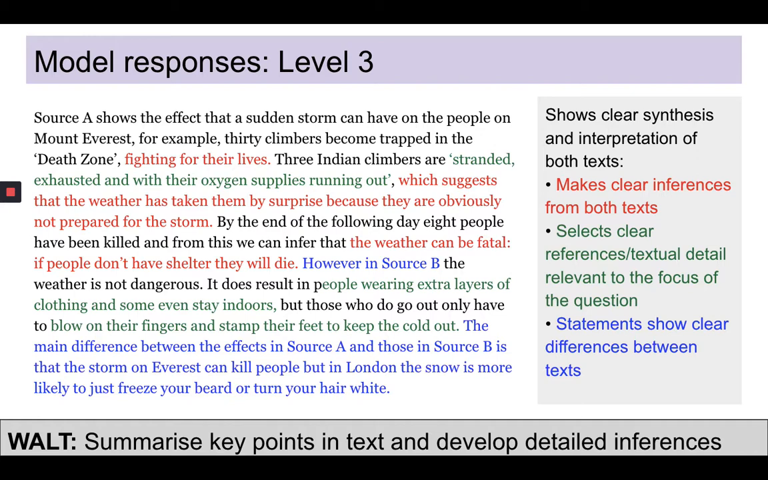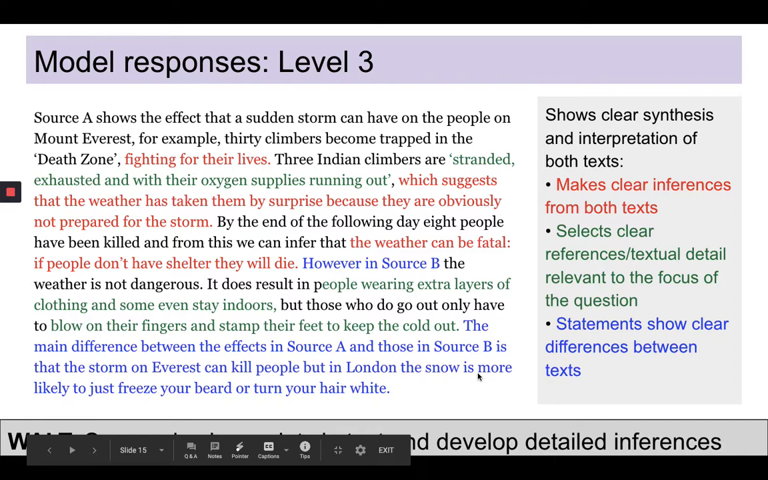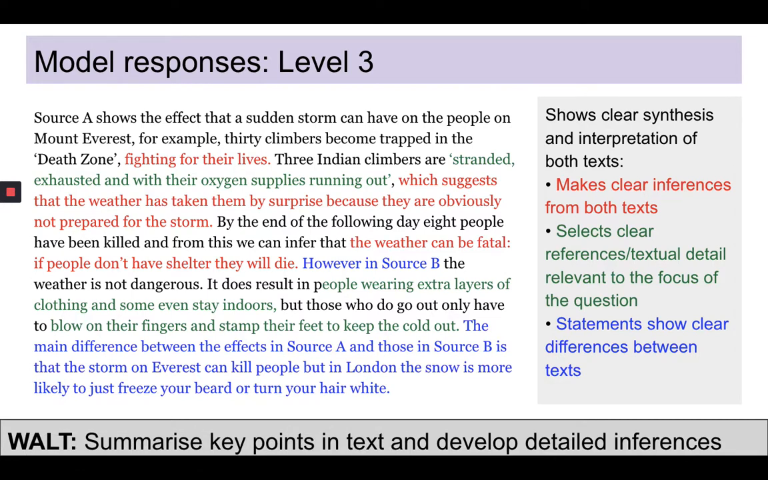However, in source B, so there's a nice shift and comparison to the second text. The weather's not as dangerous, so there's your point. It does result in people wearing extra layers of clothes and staying indoors, blowing their fingers, stamping their feet. There's my evidence. It does need some more inferences there, okay? But that last sentence is also quite good. It's good practice just to tie up the differences between the two texts at the end.